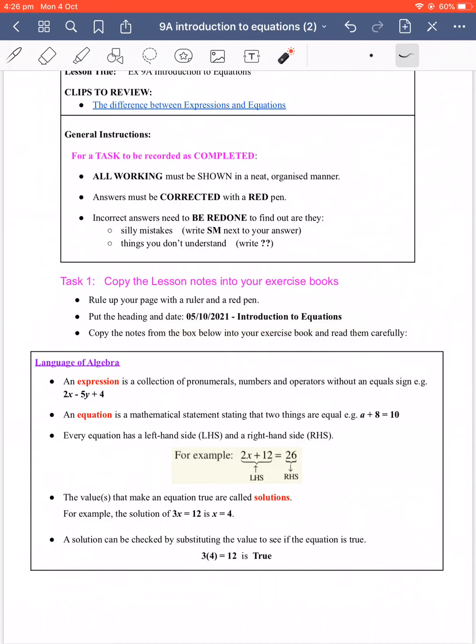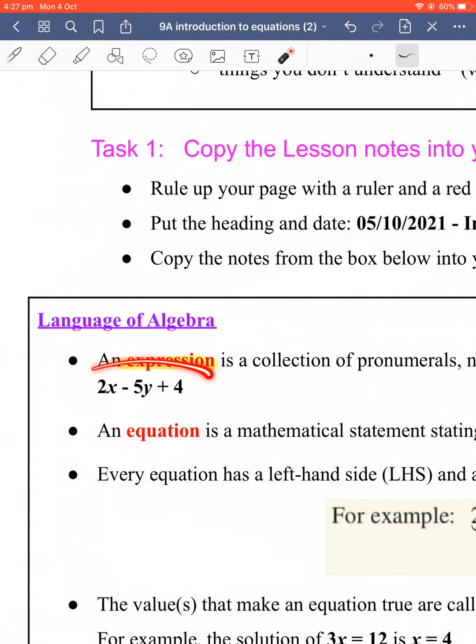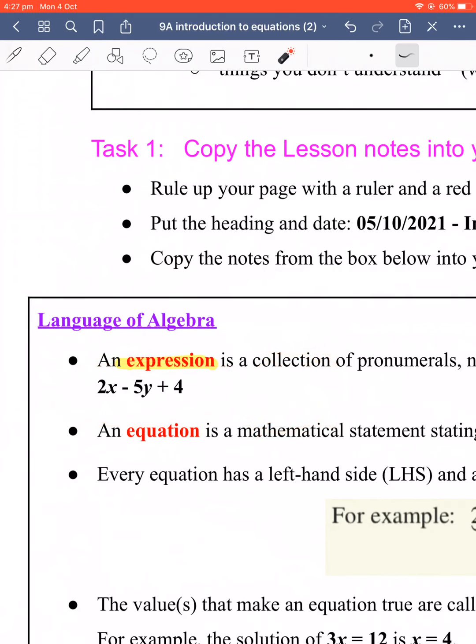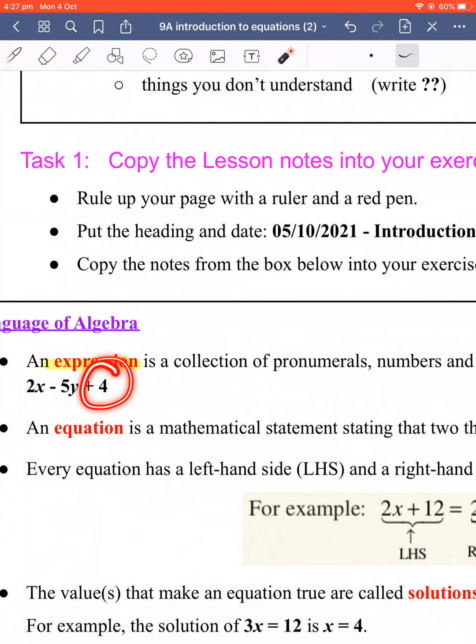So, going through a few terms in particular that you need to be aware of. The word expression we have come across before, and this refers to, we've got pronumerals, we've got numbers, and we've got operators, but we have not got an equal sign, okay? So, when I am talking about an expression, it does not have an equal sign. Keep that one in mind in particular. So the example that you have here, there is no equal sign. There's nothing there. But we have some pronumerals, which are the letters. We have some operators where we have our minus and our plus, and we also have a number.